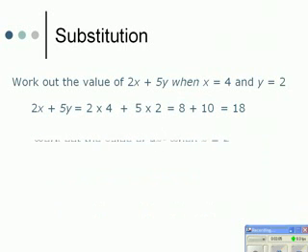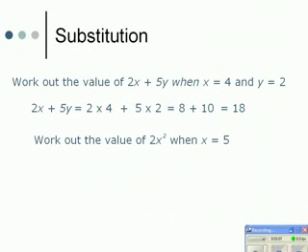So this time we're being asked to work out the value of 2x squared when x equals 5. So if we think about our BODMAS, we know we've got to do the powers first. So we know that we've got to do 2 lots of our x squared. So we've got to do 2 lots of 5 squared, which is 2 lots of 25, which is 50.